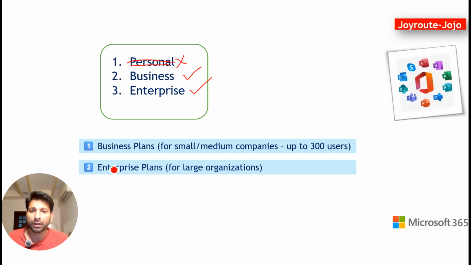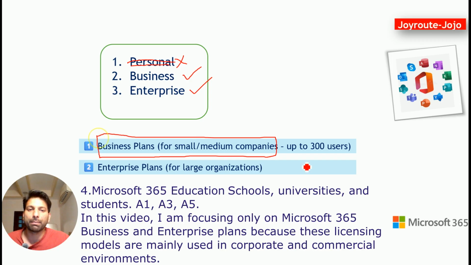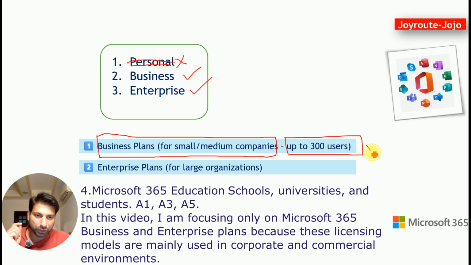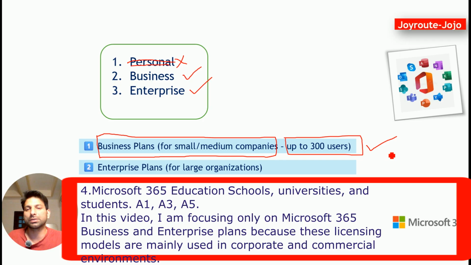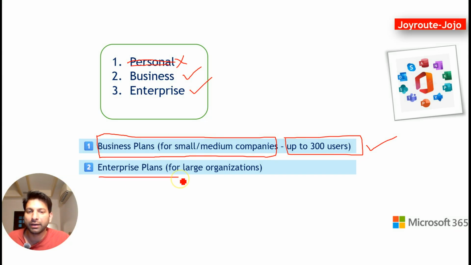Business plan is mainly for SMB companies, like small or medium based companies. Business plans are designed for small or medium based companies up to some 300 users. Okay, so the first one, the business plan, is mainly for SMB companies up to 300 users. When you have more than 300 users or more than 500 users to unlimited users, you can choose the second plan, which is enterprise plan for large organizations.